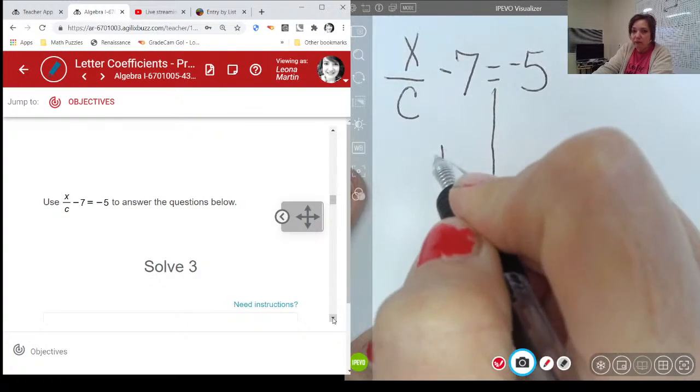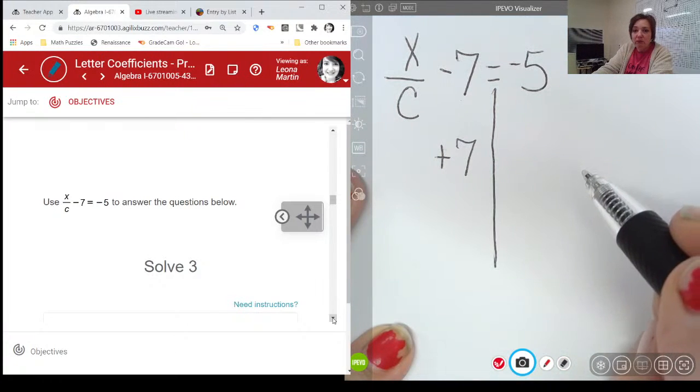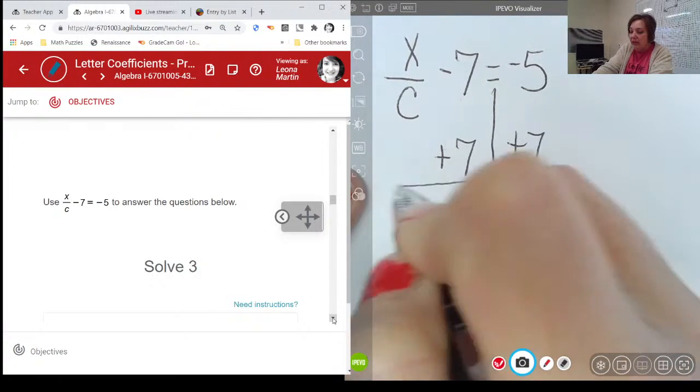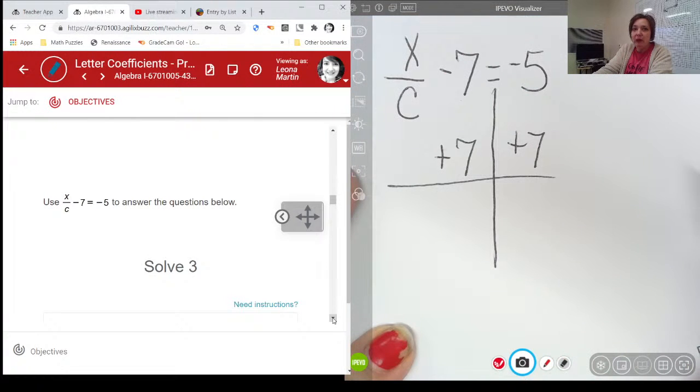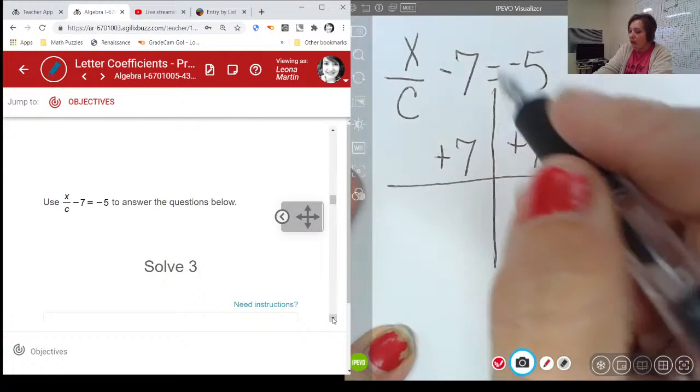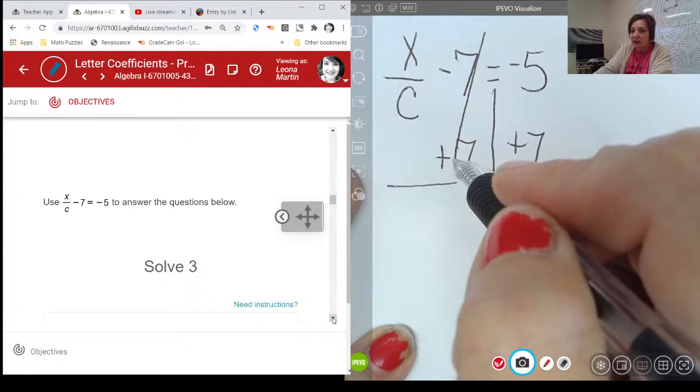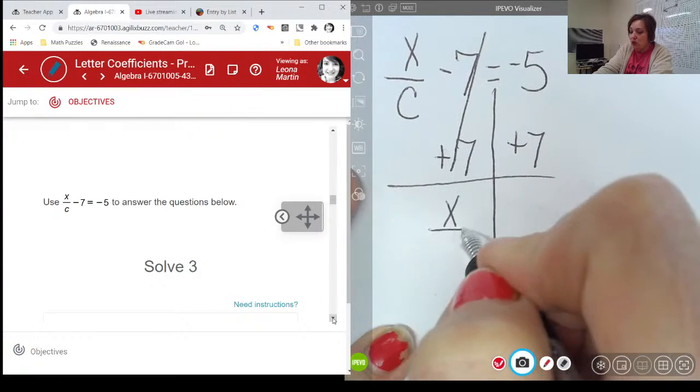The 7. Right? I didn't even ask y'all how to do it. I just did it. My bad. I'm sorry. So what happens to my 7s? They cancel out, and I have x over c left.